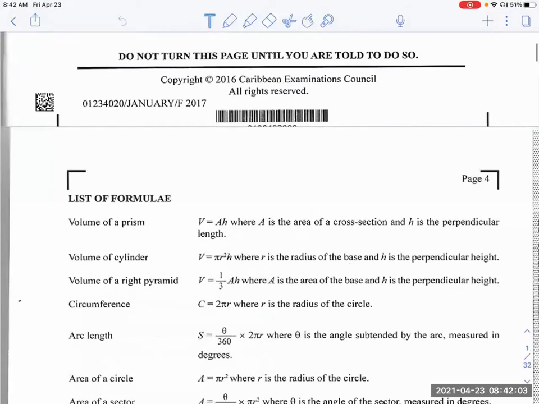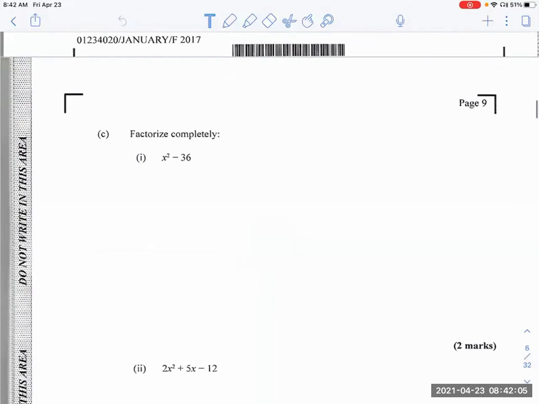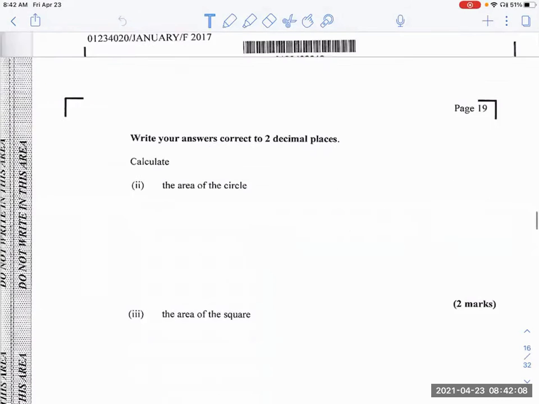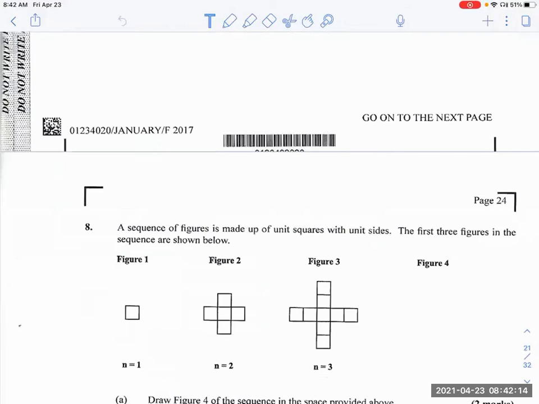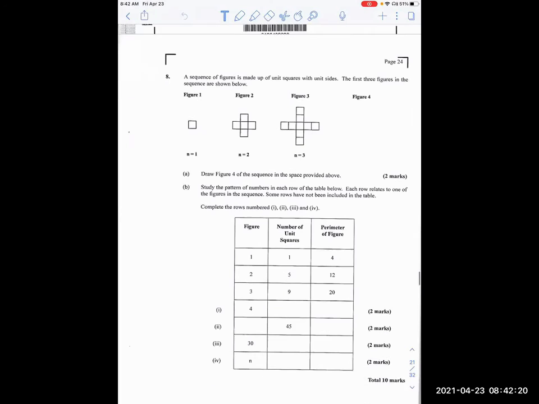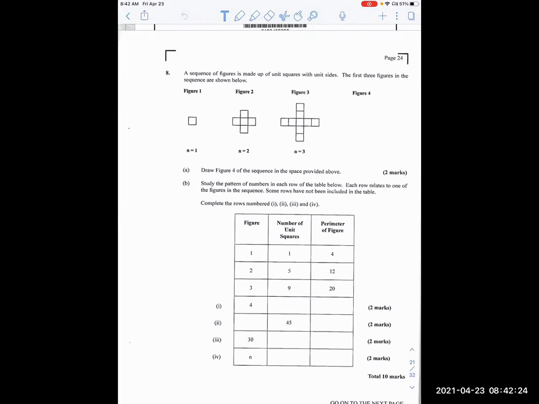Our first question is taken from January 2017, and it's actually question 8 of the CSPEC past paper. Can everyone view my screen? Yes, miss. So let us go through this question in detail. This is January 2017. If at any point you need me to go over the answer, please let me know.